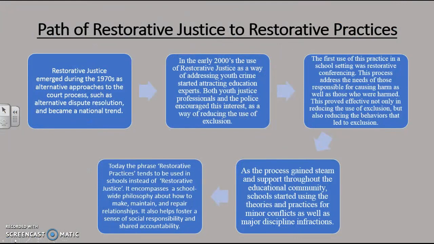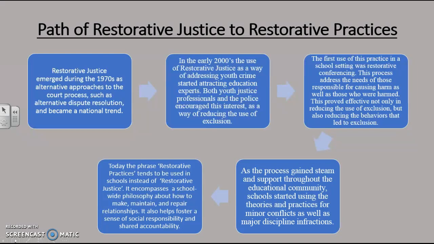The path of justice to restorative practices, you can read, so I'll do this very quickly. Restorative justice came around in the 1970s in the criminal justice system as a way to subvert the court process and instead resolve things in a different way, like dispute resolution. In the 2000s, it became something that education experts gravitated toward, and it was encouraged by youth professionals and the police as a way of reducing the exclusion.